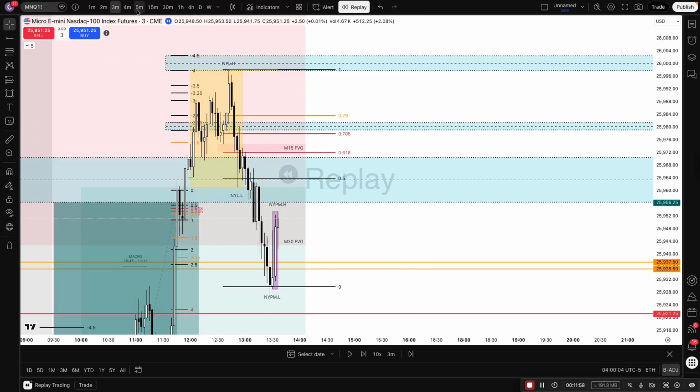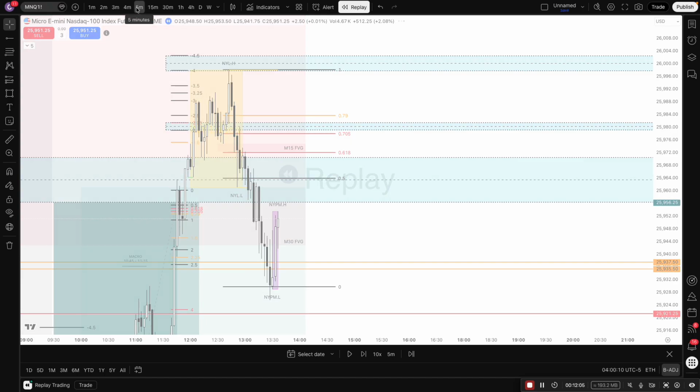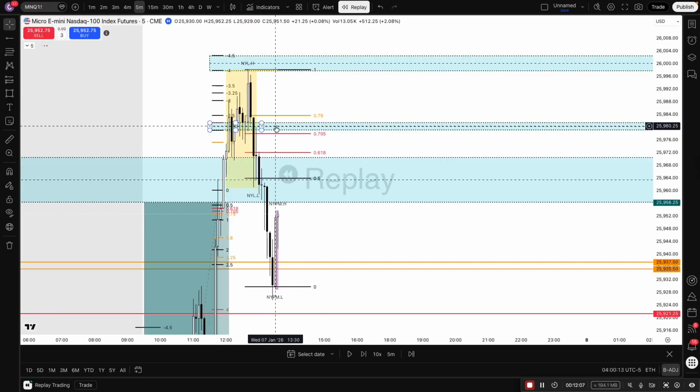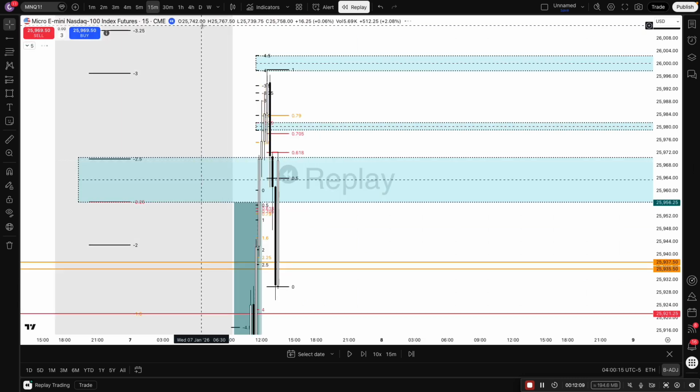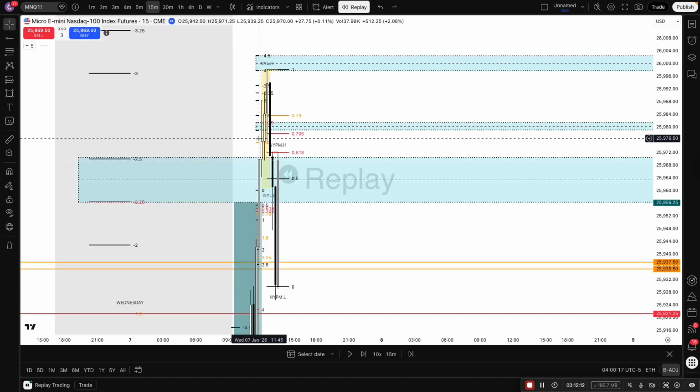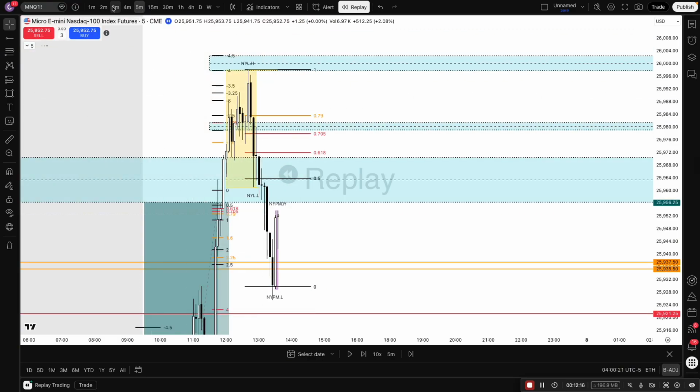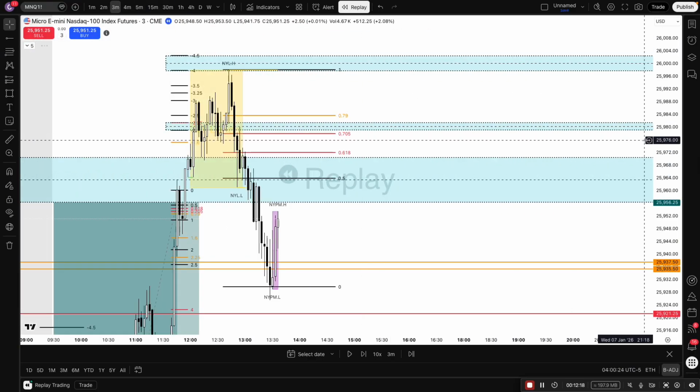Okay, let's look for alignment here. We have a 3-minute that aligns with 0.79. It's mitigated though. 5-minute possibly alignment. Possibly 15-minute. 15-minute has room to run through though. So, okay, we'll just go with our 705 entry.